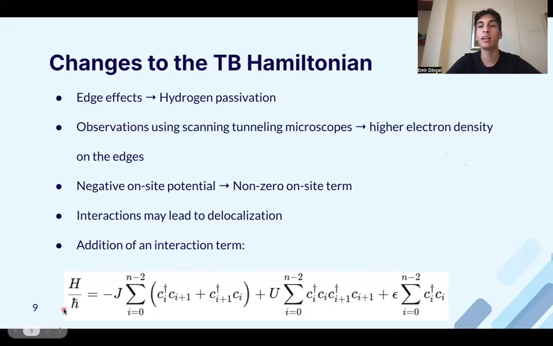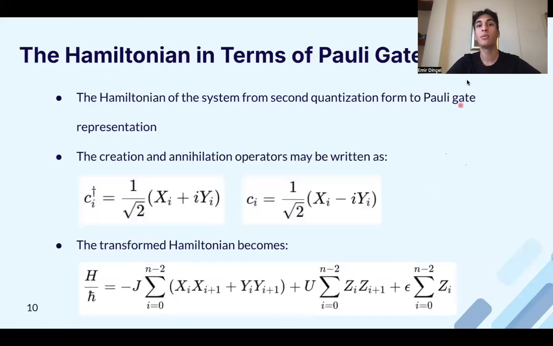However, in its current state, we cannot use this tight binding Hamiltonian and directly plug it into IBM's Qiskit quantum computing platform. And to be able to do that, we will need to rewrite it in terms of Pauli gates. As you know, our tight binding Hamiltonian is currently in the form of creation and annihilation operators. And these operators can be rewritten in terms of Pauli gates as follows. The creation operator is 1 over root 2 times the Pauli X gate plus i times the Pauli Y gate. And the annihilation operator is 1 over root 2 times the Pauli X gate minus i times the Pauli Y gate.